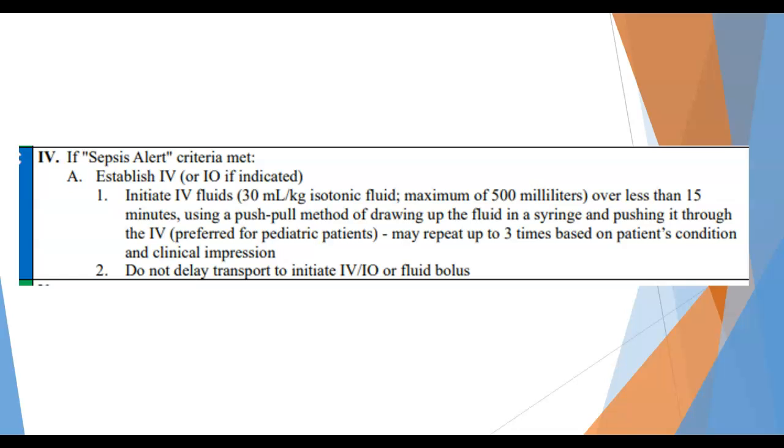Anyone who's smaller than that is where you really need to know this number for them to start aggressively managing their distributive shock, and probably that's decompensated at this point because we've reached the sepsis alert point. They're not showing good vital signs. Do not delay transport to initiate IV/IO or fluid bolus.